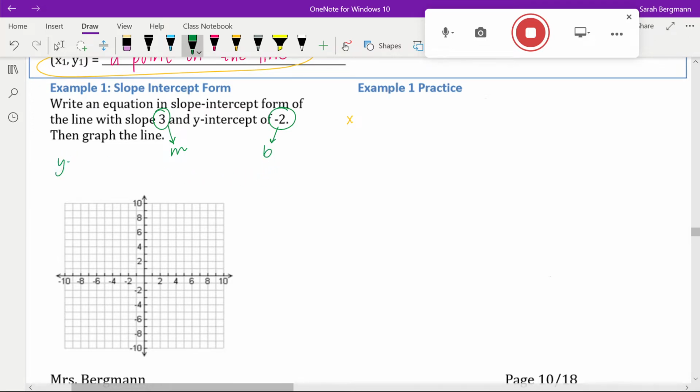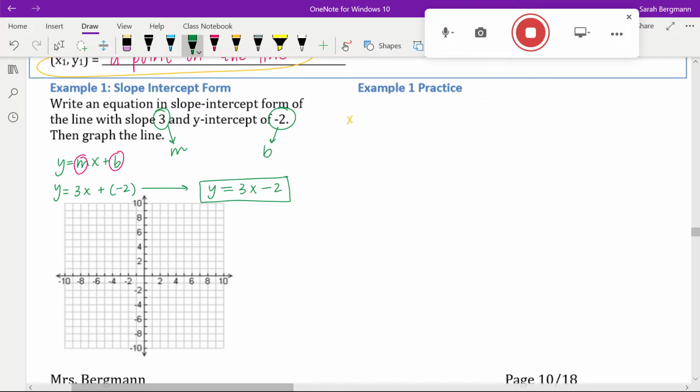So in order to fill in the equation y equals mx plus b, slope-intercept form, I need to fill in m and b. So I have y equals 3 for m, x plus, now I need negative 2 for b. I can simplify this. Instead of having plus negative 2, I can just write y equals 3x minus 2.